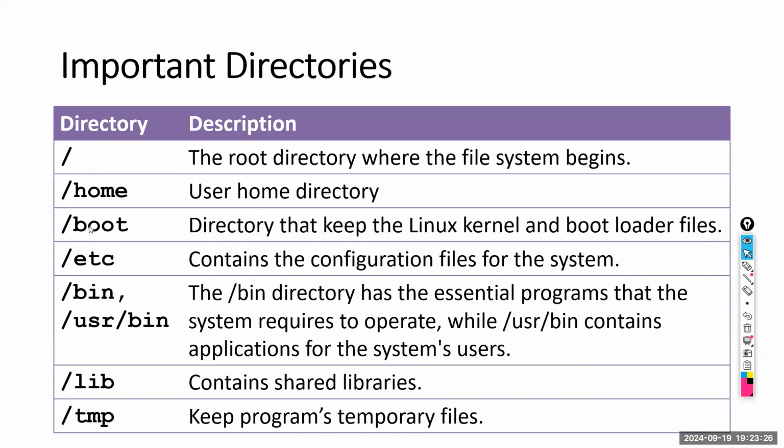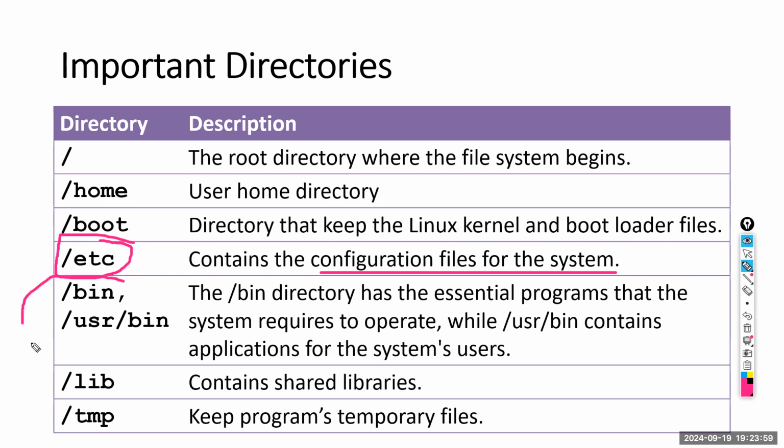Root directory, home, boot. You must have a bit of understanding of the main purpose of a particular folder. For example, home is the user home. The boot directory keeps the Linux kernel and bootloaders. In etc, a lot of configuration files are kept here. So when you are configuring software and so on, and also configuring network routers, this is the place to go.